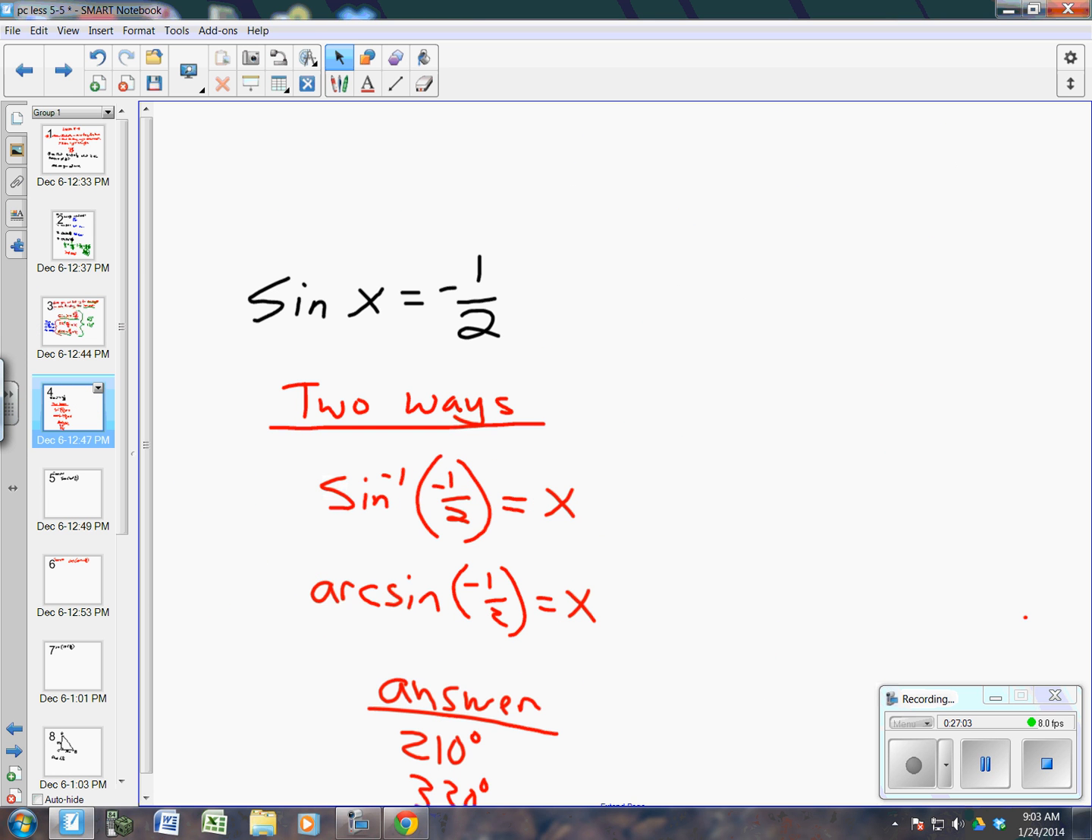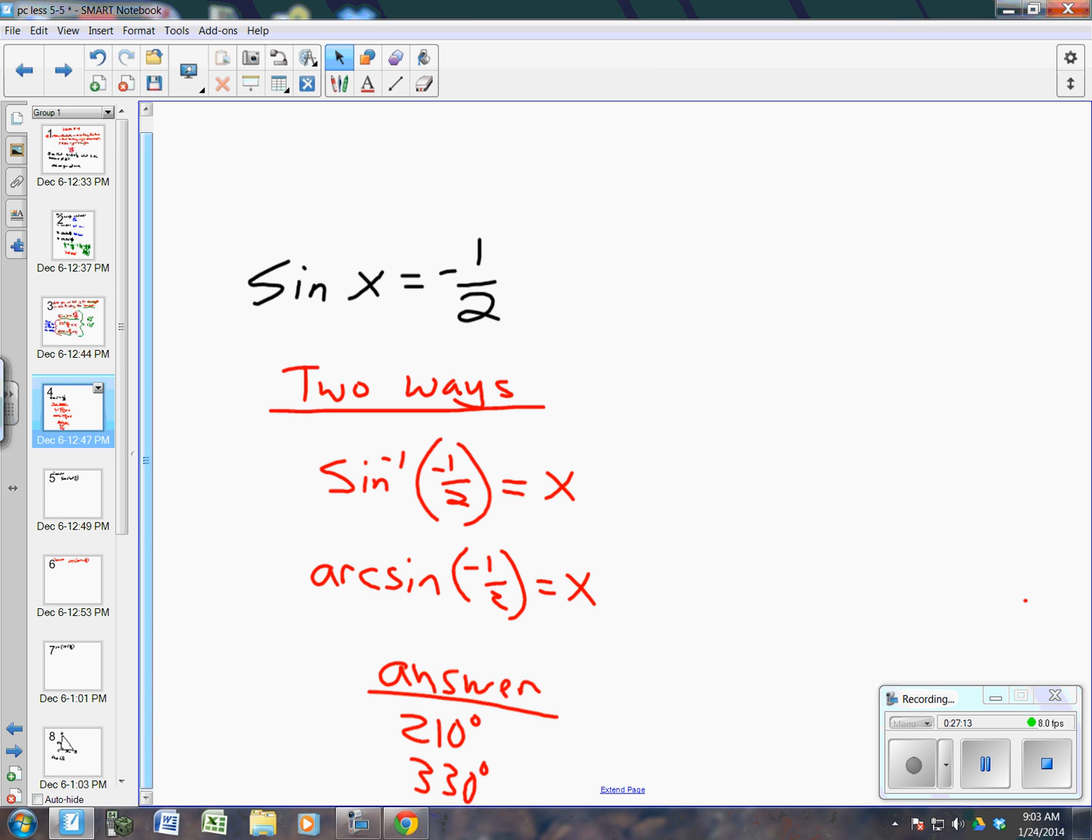Okay. All right, so you guys, sine of x equals -1/2. The two ways to write that are sine inverse of -1/2 equals x and arc sine of -1/2 equals x. And I left the answers up here. Look at 210 and 330. They both have a y value of -1/2. Okay? Any questions there?